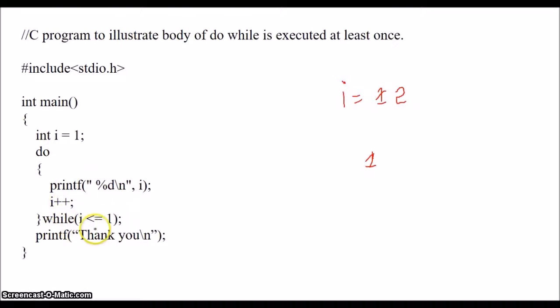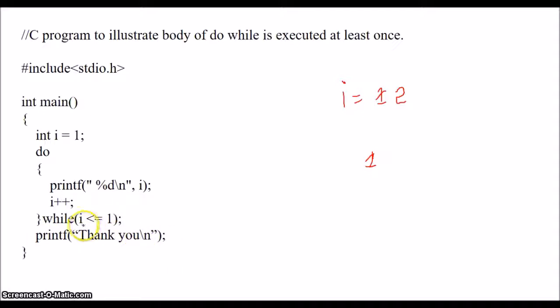Now before exiting, the condition is checked. I value is 2. 2 less than or equal to 1 is checked. 2 less than or equal to 1, the condition becomes false. As this condition is false, the body of do while is not executed anymore. The next set of statements start executing. The next statement here is a printf statement which prints the message thank you.